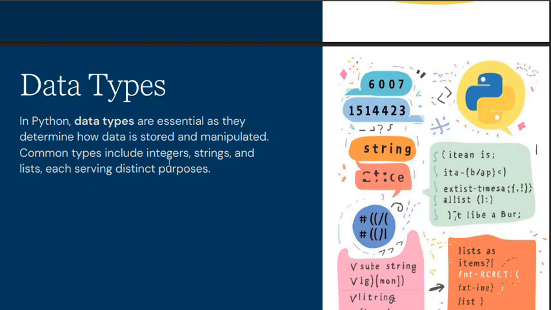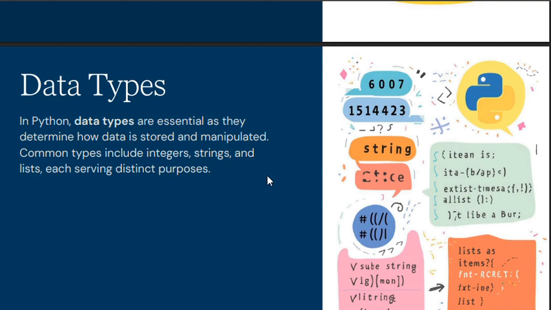These are like whole numbers without decimals. For example, in the previous example we did age equals 7. So Python knows this is a number, so it can do math with it. Next are strings. These are text values that are enclosed in quotations. For example, name equals Arisha, right? Strings can store words, sentences, or even numbers as text.